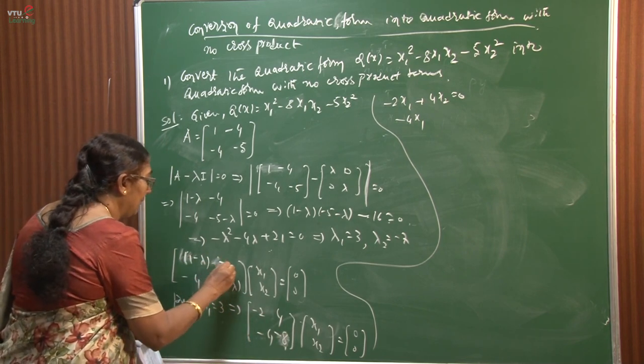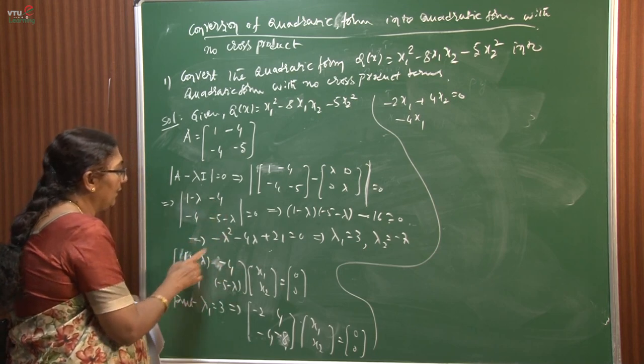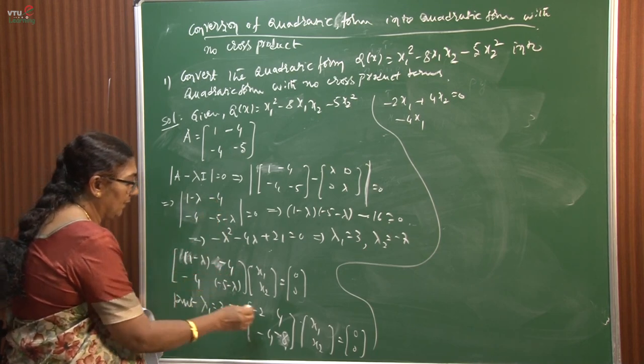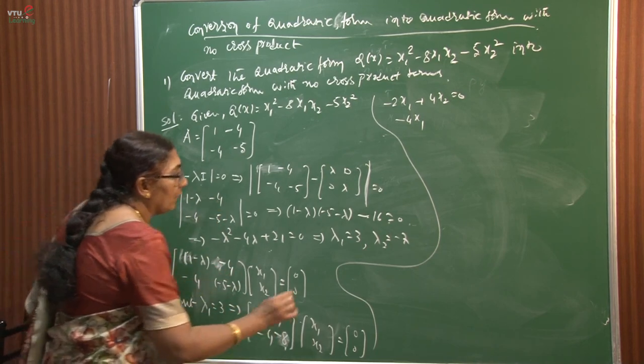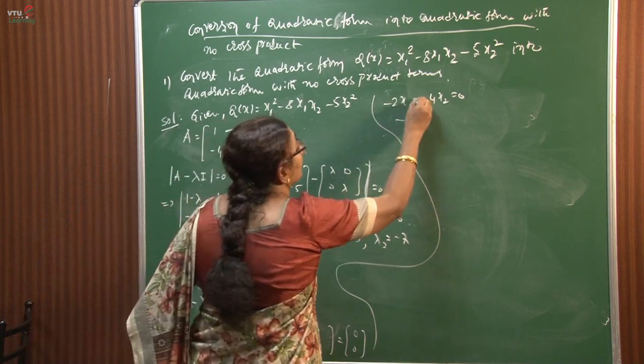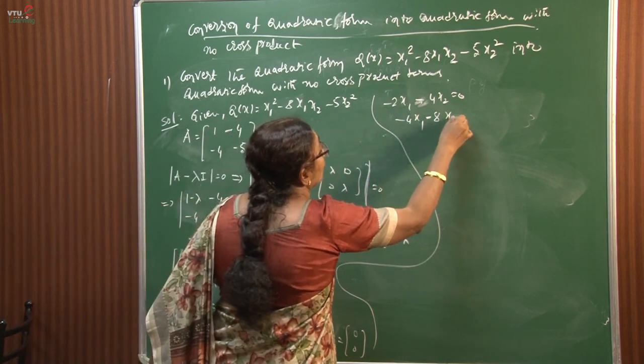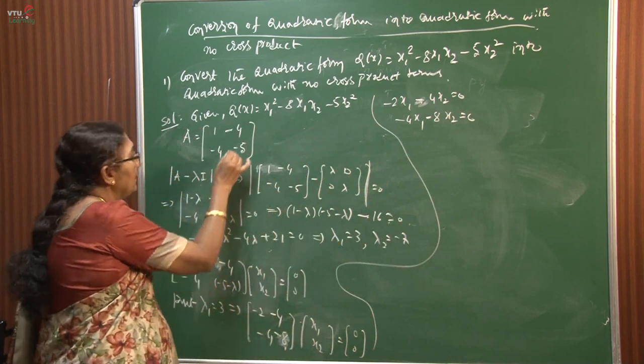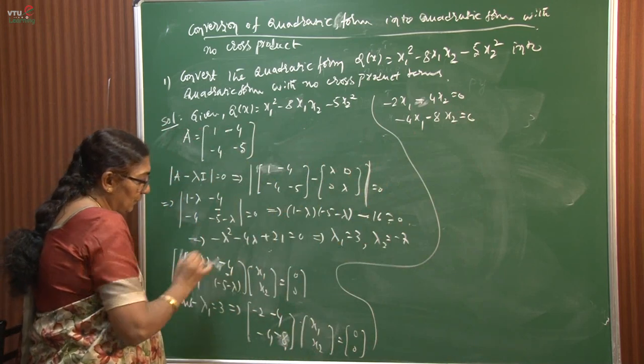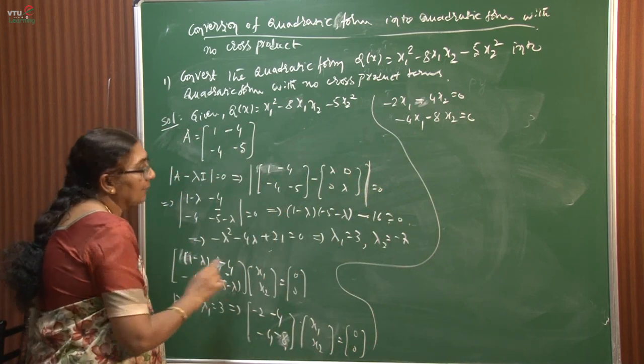One minute, I made a mistake here. From here to here, 1 minus lambda, minus 4, correct? Here also minus 4. What do we get actually here? Minus 4x1 minus 8x2 must be equal to 0. See, here having minus 4 means here also minus 4. Please check it out.